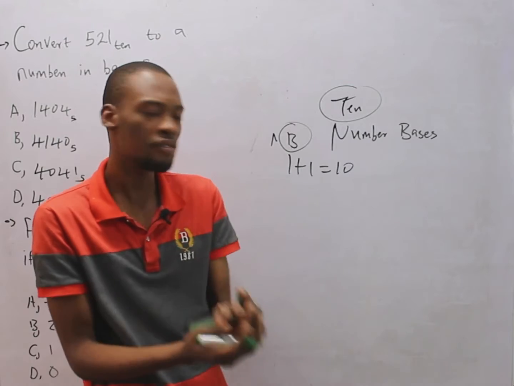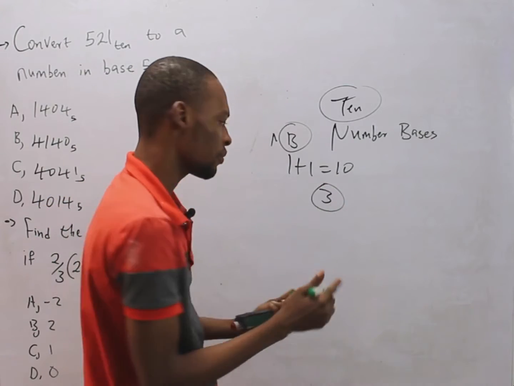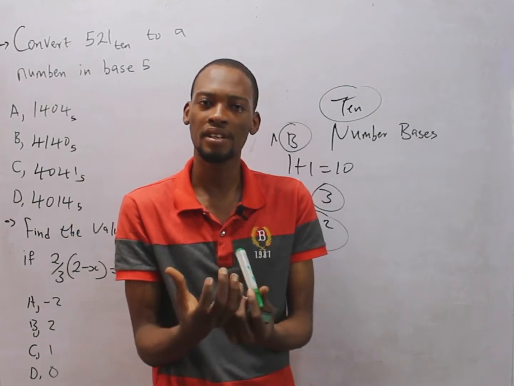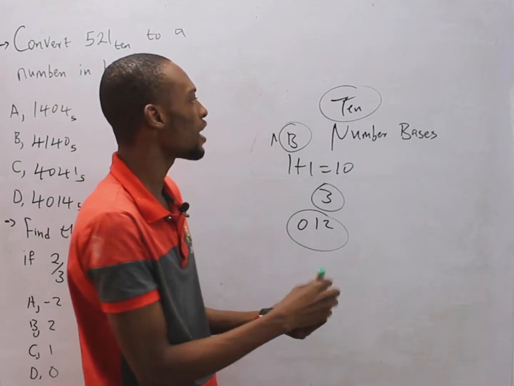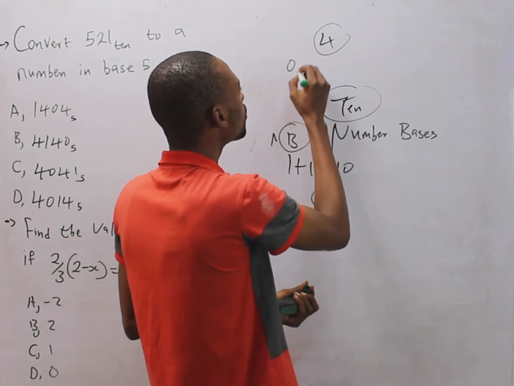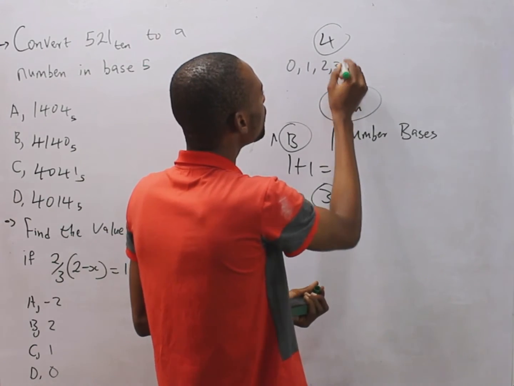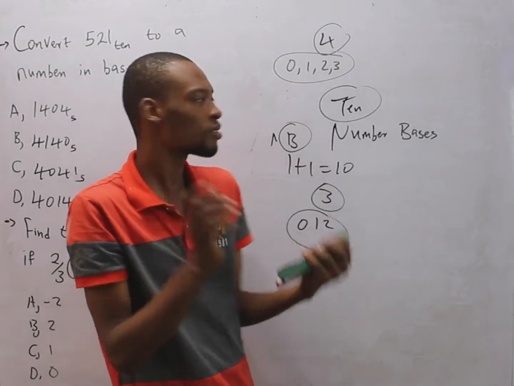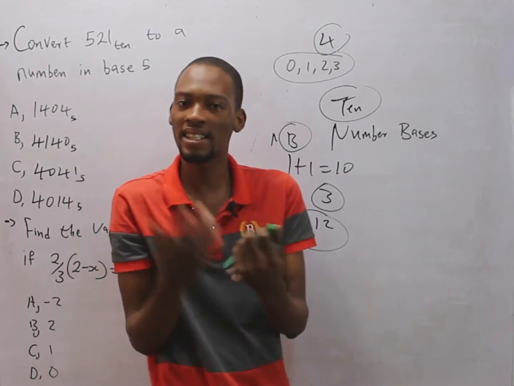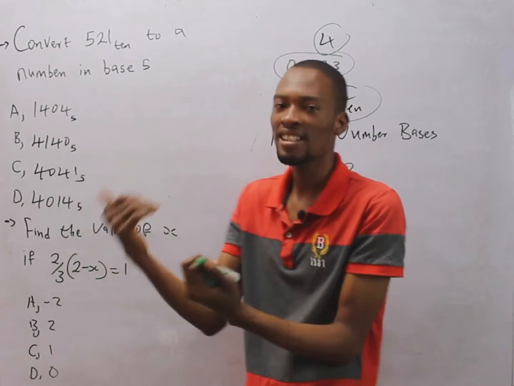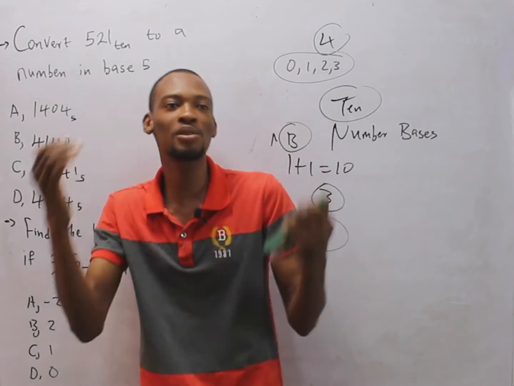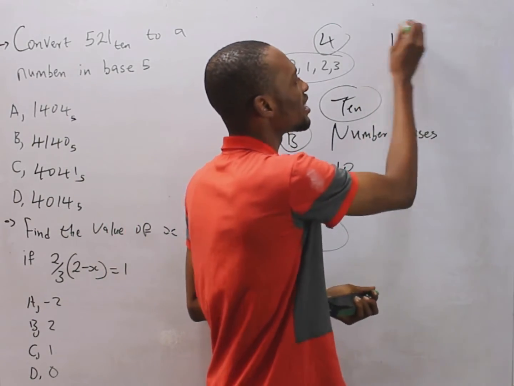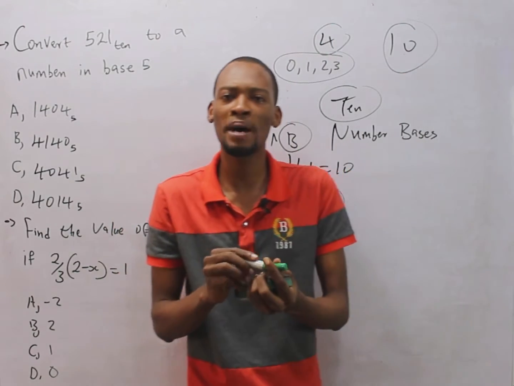And if you are counting in base 3, the highest number in base 3 is 2. So you have 0, 1, and 2. These are the numbers you find in base 3. If you are counting in base 4, you have 0, 1, 2, 3. 3 is the maximum number you find while counting in base 4. While in base 10, our day-to-day counting, 9 is the maximum number you find: 0, 1, 2, 3, 4, 5, 6, 7, 8, 9. Even 10 is 1 and 0. This is how number bases work.